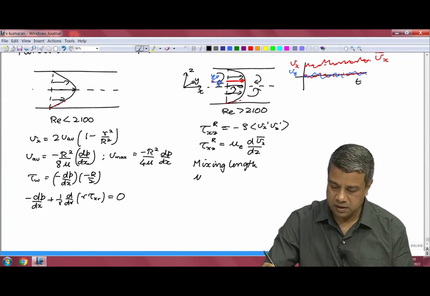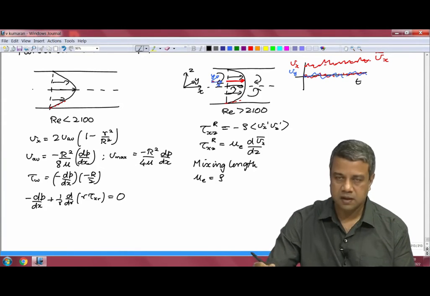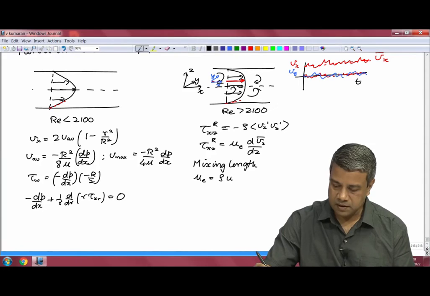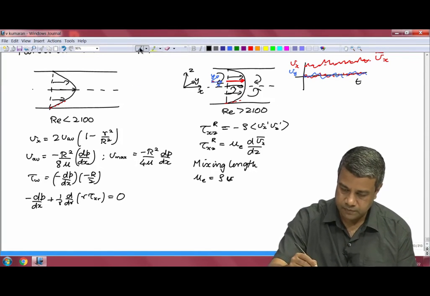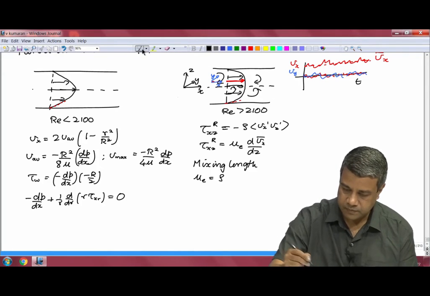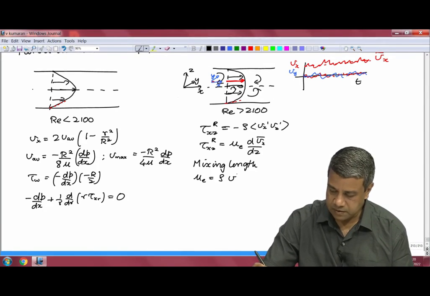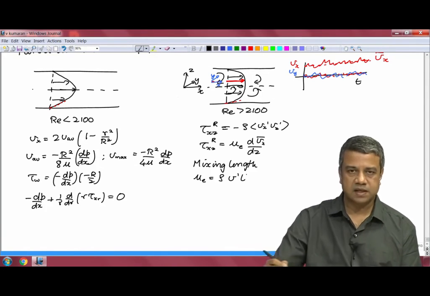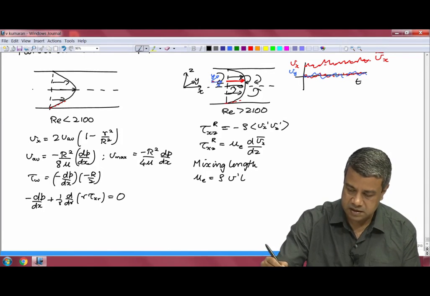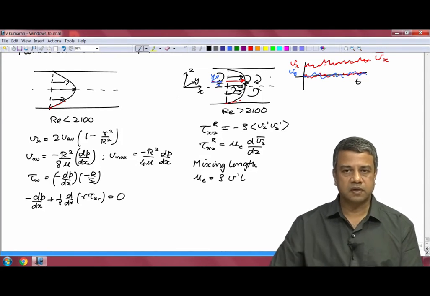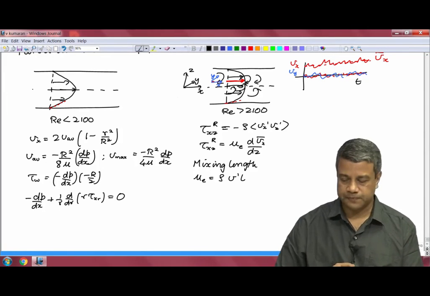The eddy viscosity is equal to rho times a turbulent fluctuating velocity times what is called a mixing length. The mixing length is the length scale over which these eddies transport momentum before their velocity gets uncorrelated.